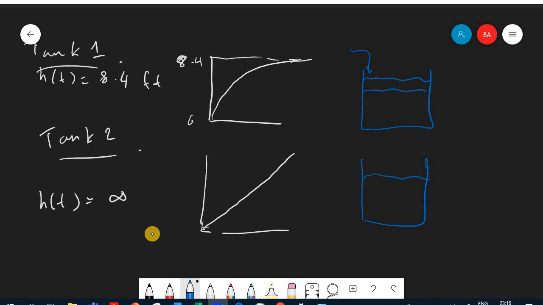That means it increased till it started overflowing, right? So that's what we mean by infinity. Great. Now the question is, what's the height of that tank here?